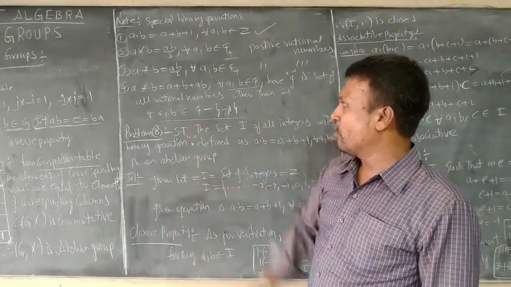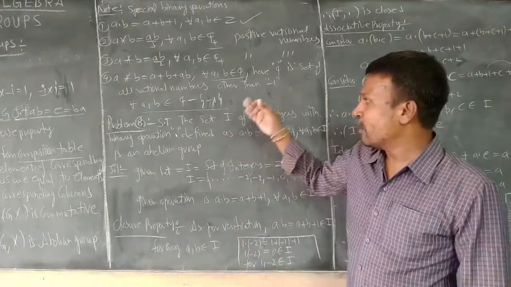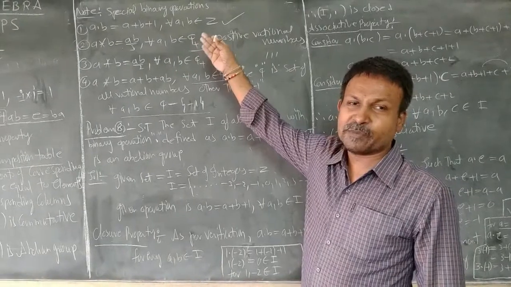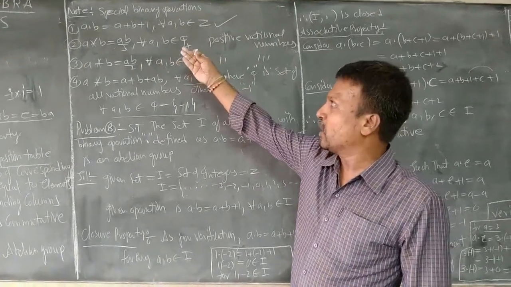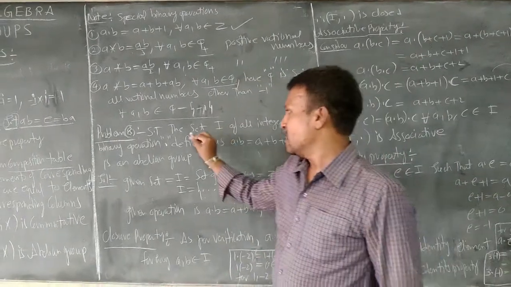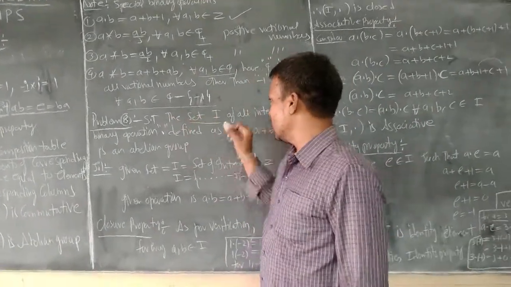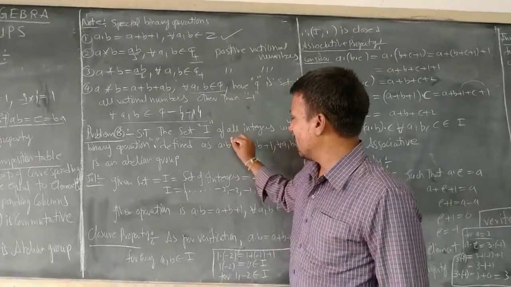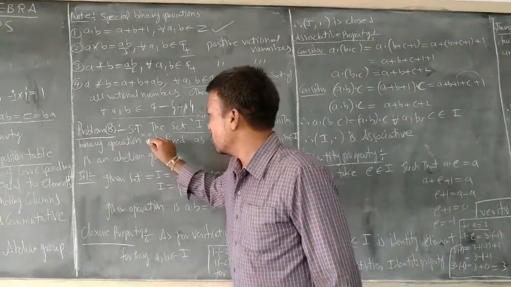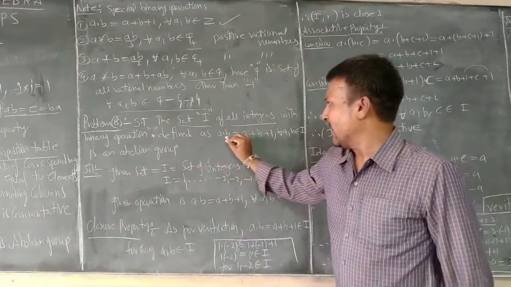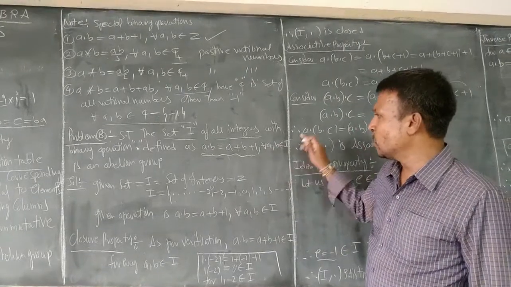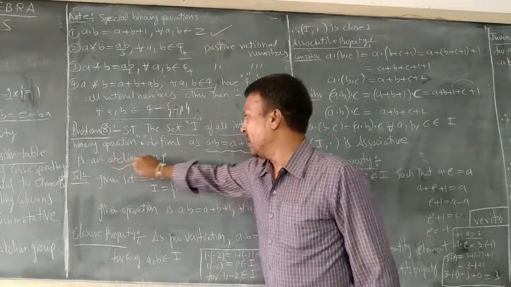Right. The eighth problem gives a problem with respect to the first binary operation, which is a special binary operation A dot B is equal to A plus B plus 1 for every A comma B belongs to Z. See here, see the statement carefully. Show that the set I, where I is the set of all integers, with binary operation dot defined by A dot B is equal to A plus B plus 1 for every A comma B belong to I, is an abelian group.